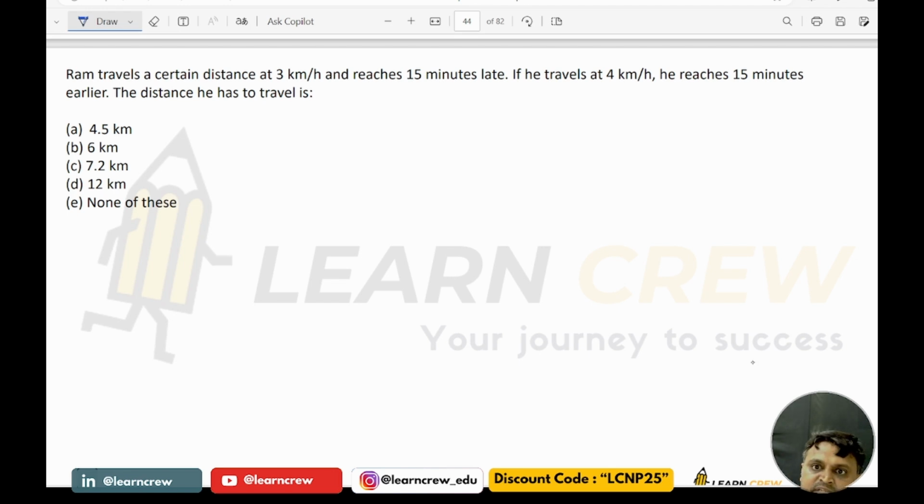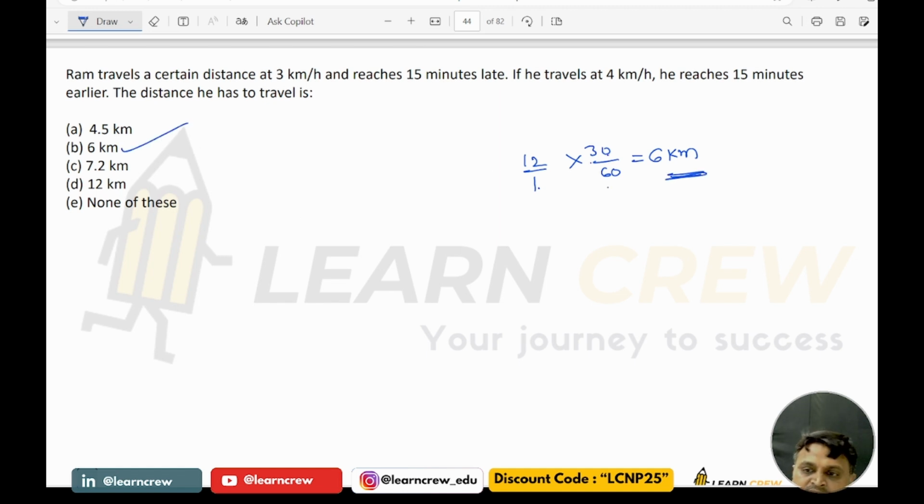Ram travels a certain distance at 3 km per hour and reaches 15 minutes late. If he travels at 4 km per hour, he reaches 15 minutes early. So product of speeds by difference of speeds into time. One is late, the other is early, so 15 plus 15, 30 by 60. So what am I going to get here? 6 km is the distance. Product of speeds by difference of speeds into time by 60. So the answer is 6 km.